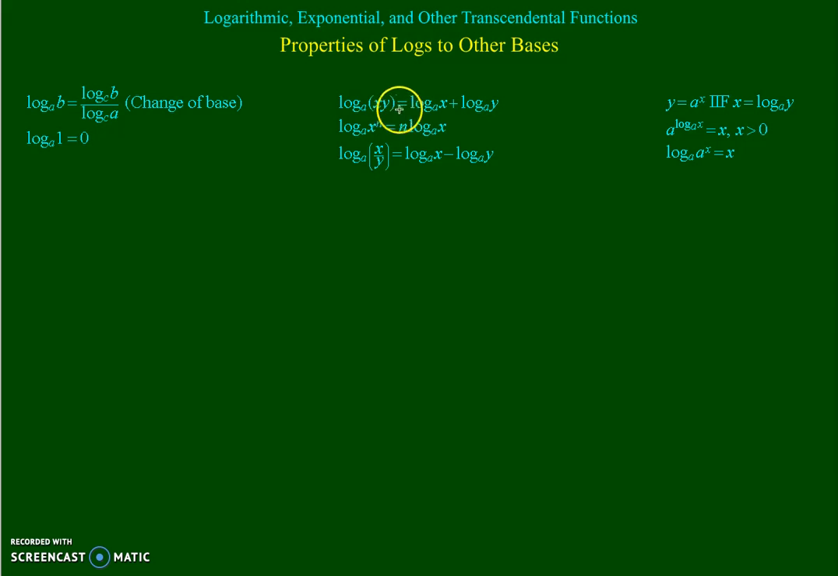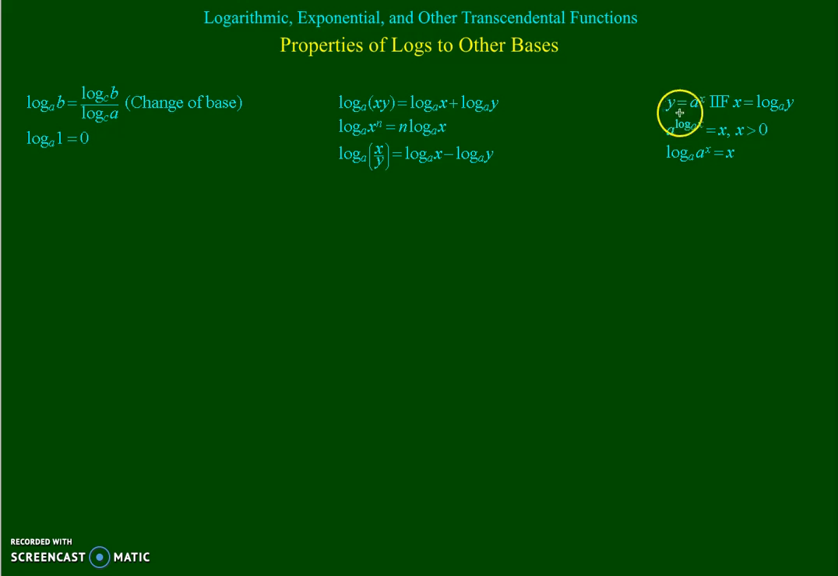The next property is the product rule property. Log to the base a of any product of variables is log to the base a of the first term plus log to the base a of the second term. Then we have the exponential rule or power rule. Log to the base a of x to any power is the power out front times log to the base a of that object. And then we have the quotient rule. Log to the base a of x over y is log to the base a of x minus log to the base a of y. And if you remember in previous videos, we proved these properties.